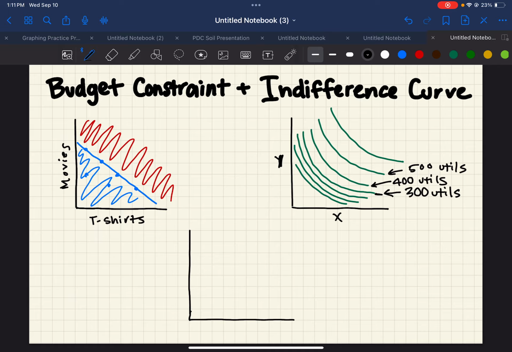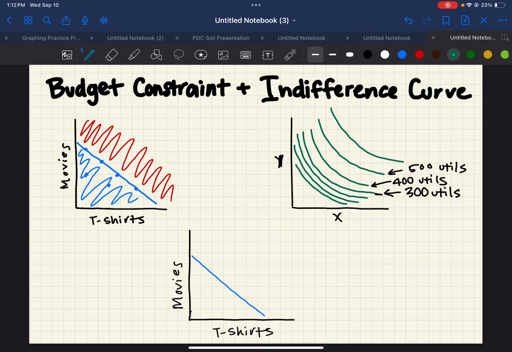So if we combine the budget constraint graph, or our budget line, with an indifference curve, we end up with a really powerful tool. So let's see what that looks like. On this graph down here, again, this is movies, and this is t-shirts. We have our budget line here. So we know that what we want to spend sits on this line. But the budget line doesn't tell us anything about how much utility we get from consuming any combination of these goods. And that's where the indifference curve comes in.